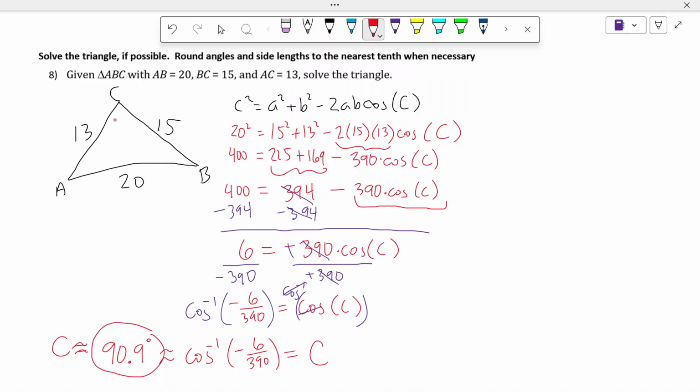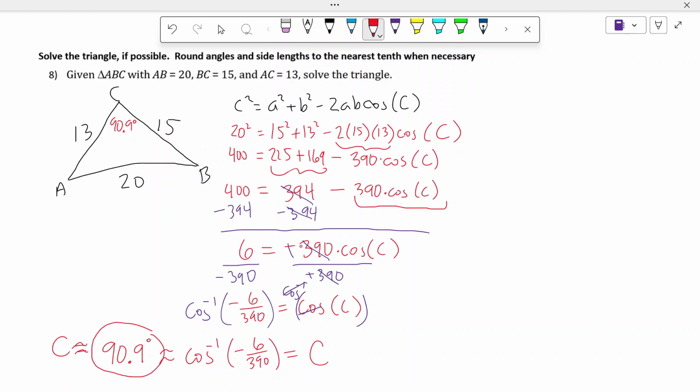And so let's label that in here. That's about 90.9 degrees. All right. Now what? We have to find the other two angles. Again, we could redo this problem using the alternate form of the law of cosines to help us find angle A, for instance, or angle B.